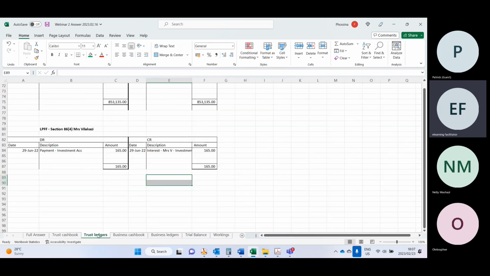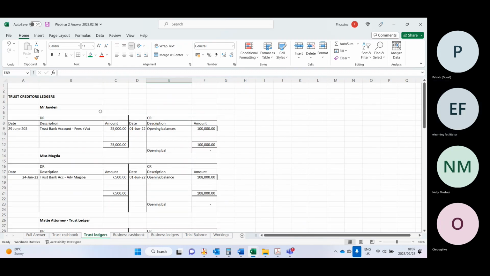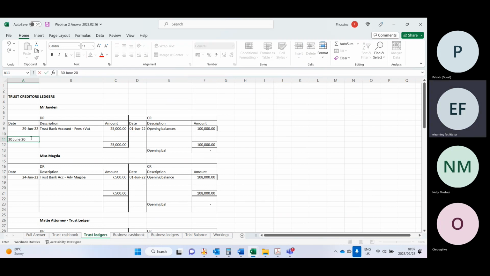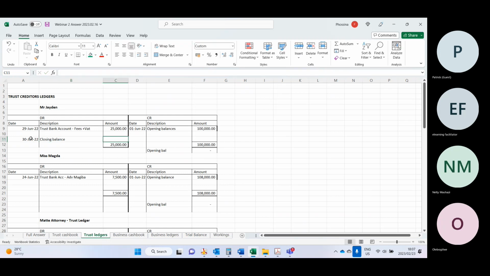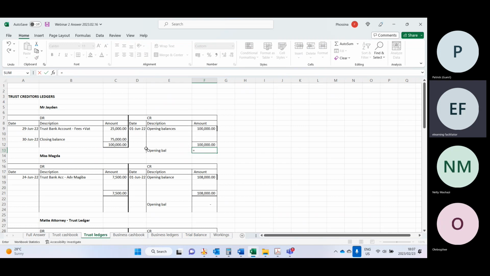So we go to the ledgers of our creditors. Okay, so like with this one, we've got Mr. Jaden's ledger. Mr. Jaden's ledger, we had 100, we paid 25. So our closing balance will be on the side which is lower, which is 100 minus 25,000, which gives us 75. Then if you can have a look, they are balancing. So our opening balance would be on the credit side. When we continue, we are continuing on the credit side until the money is finished.